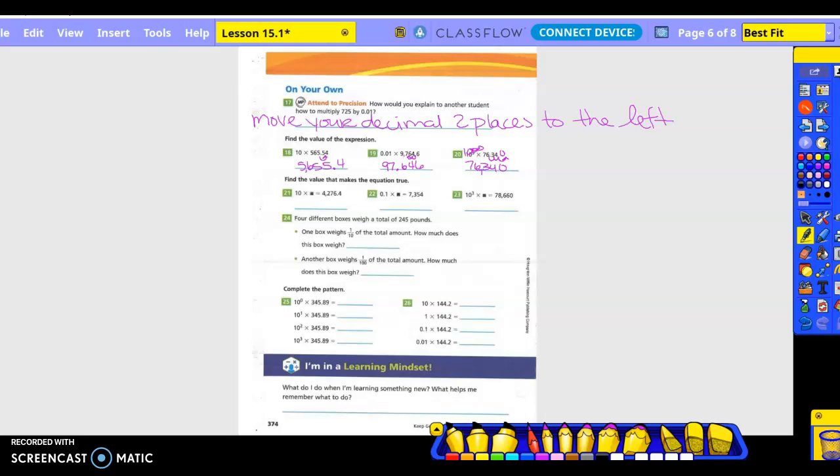Okay, find the value that makes the equation true. So we are finding missing numbers, right? So basically we're going to do the opposite of what we should do. So 10 is a whole number. So instead of going to the right, I'm going to go to the left 1 spot. So my answer is 427 decimal 64. So 427 and 6,400.